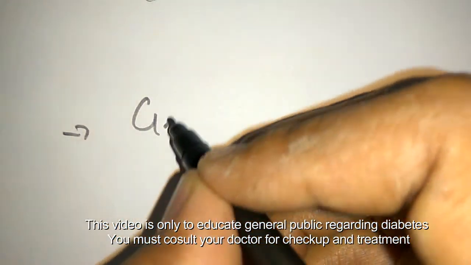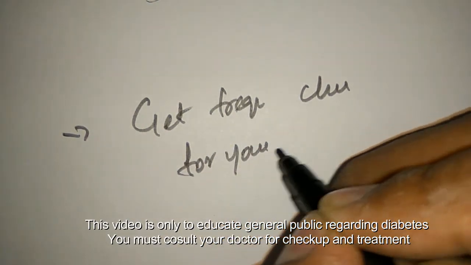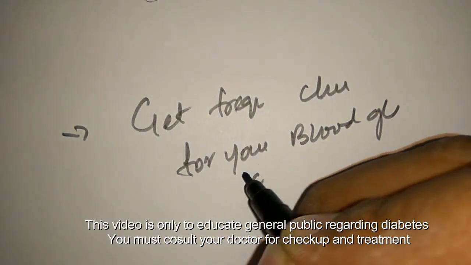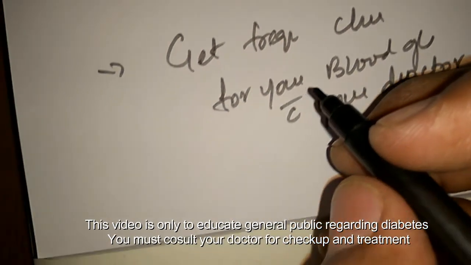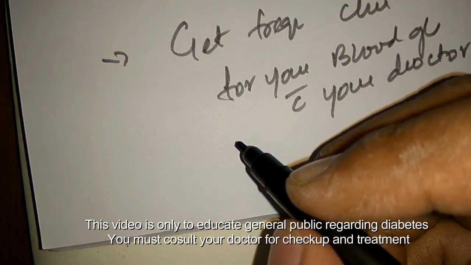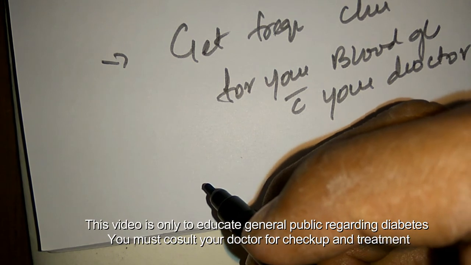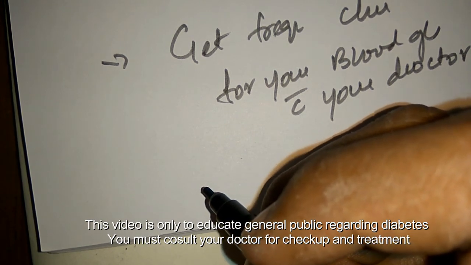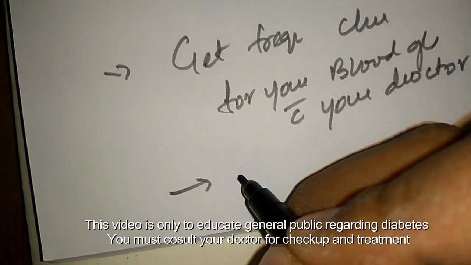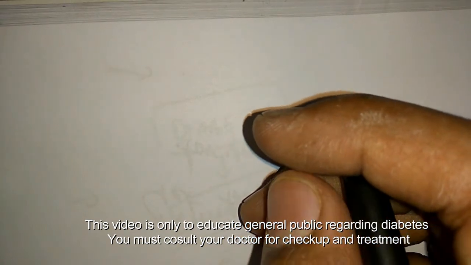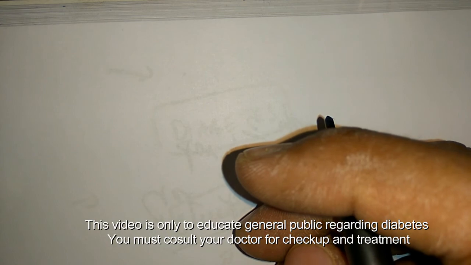And get your blood glucose levels checked frequently with your doctor. Or you can also buy automatic blood glucose analyzers from the market that are already available, and you can check yourself at home. If you face any side effects while using your drugs, you must immediately report it to your doctor.